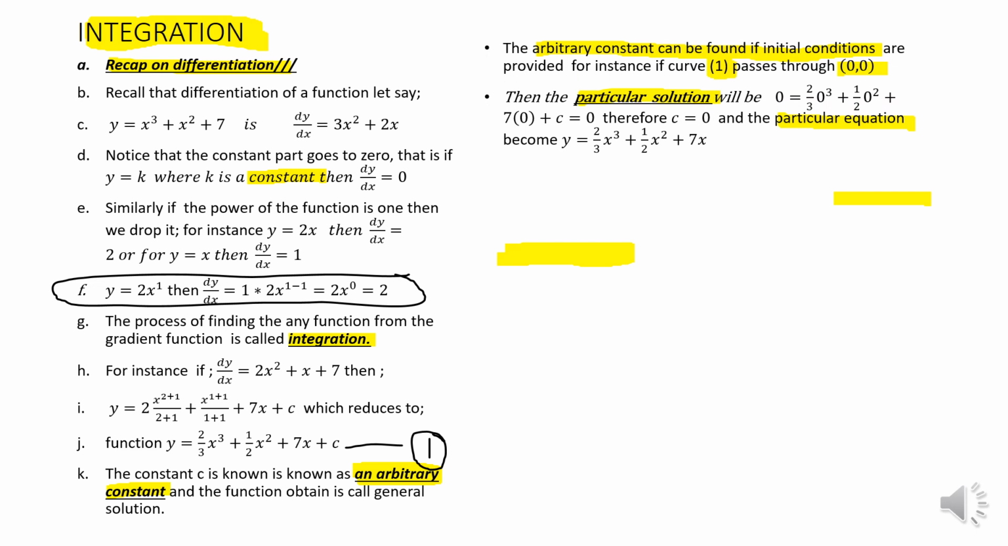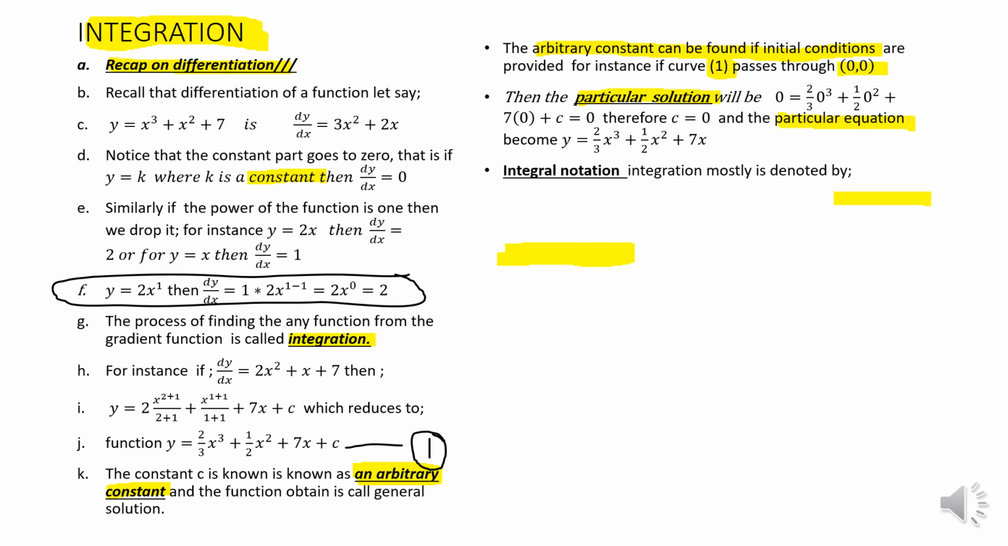Now, if we are provided with more information, sometimes we refer to it as the initial conditions, then it's easy to find the value of that arbitrary constant. For example, for the equation I've labeled 1, if we assume that the curve passes through point (0, 1), then it's easy to find the value of c. And this is going to be done by this.